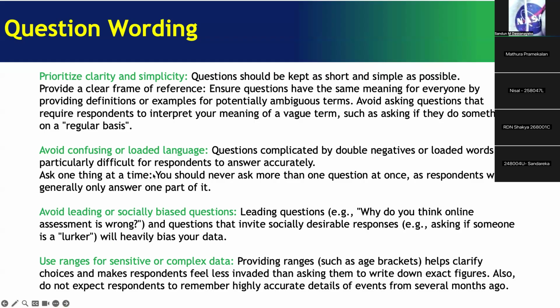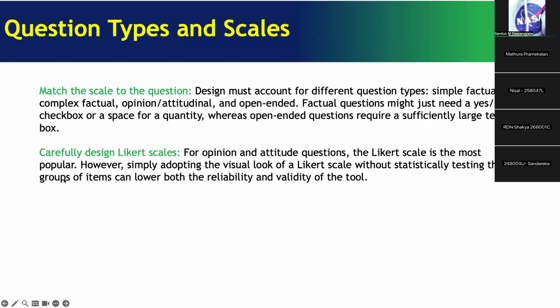So ask one thing at a time. That's also a green color. So match the scale to the question. Design must account for different question types: simple factual, complex factual, opinion, attitudinal, open-ended. Factual questions might just need a yes or no checkbox. Open-ended question requires a sufficiently large text box. So open-ended requires people to write things, so there should be a space for that. If the space is limited, people will not write what they think. So you will be limited with their response, because you need that for an open-ended question.